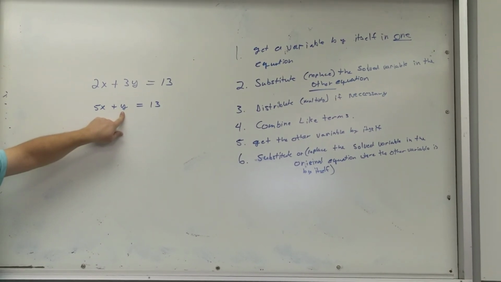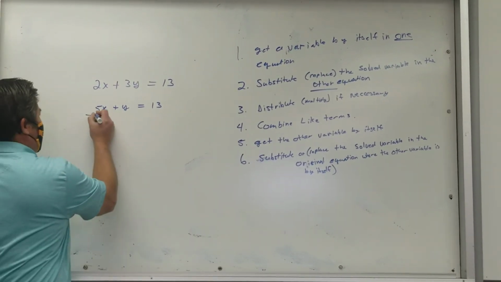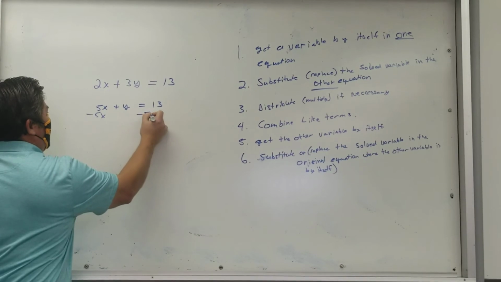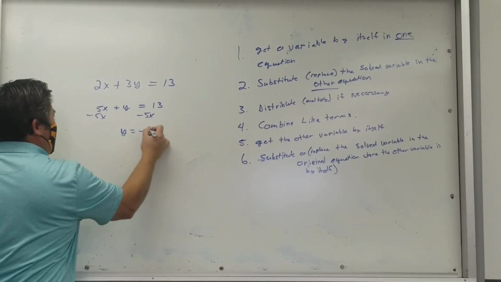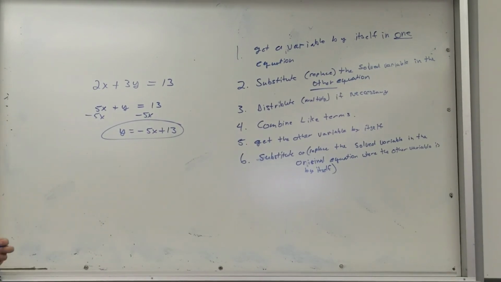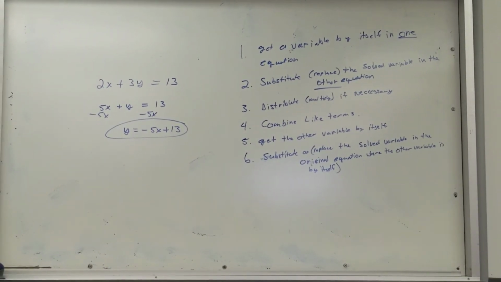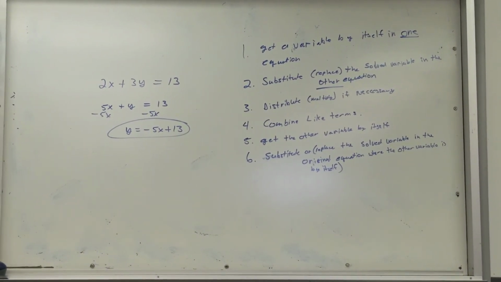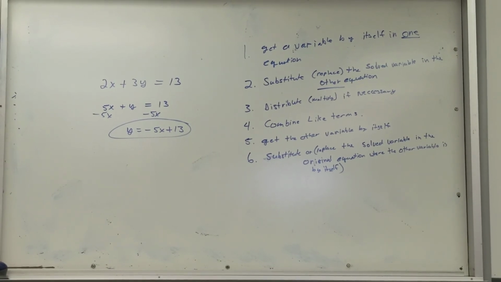How do I get this y by itself? Subtract 5x on the other side. That's that easy. So now I have y equals negative 5x plus 13. Now, am I ready to do my substitution? Yes.